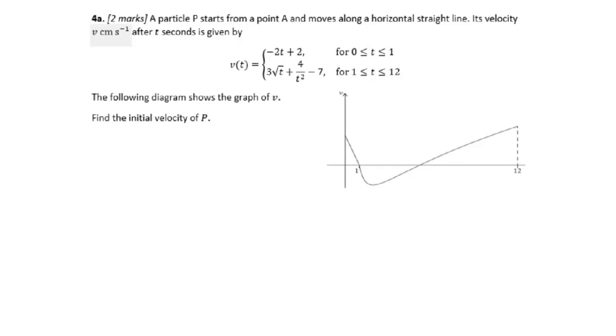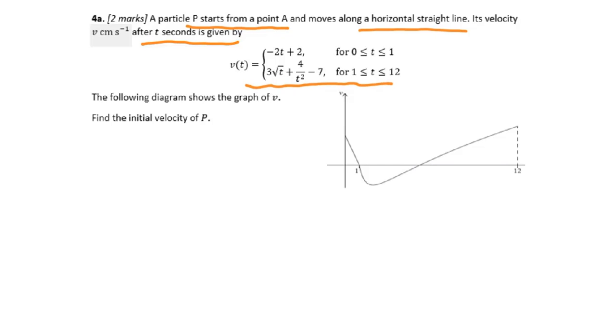Let's go to the example for kinematics. A particle P starts from a point A and moves along a horizontal straight line. Its velocity after t seconds is given by this piecewise function. The following diagram shows the graph of V. Find the initial velocity of P.